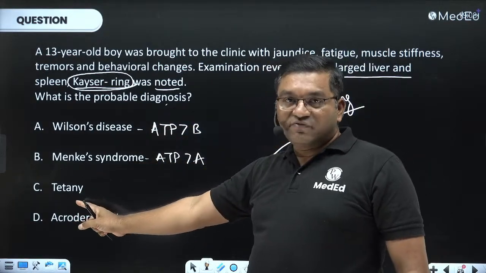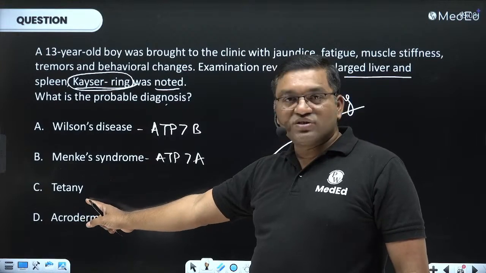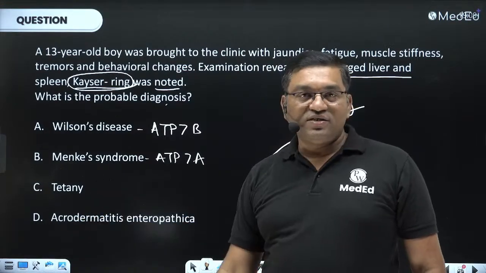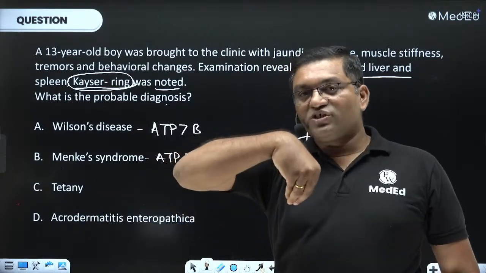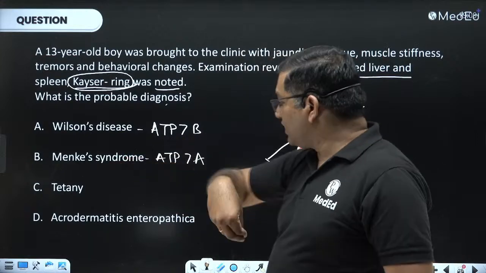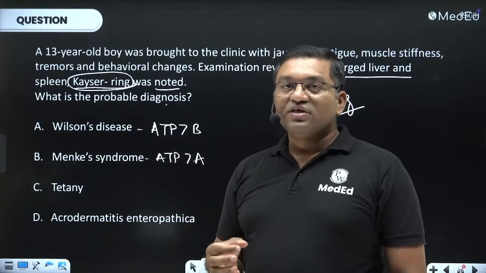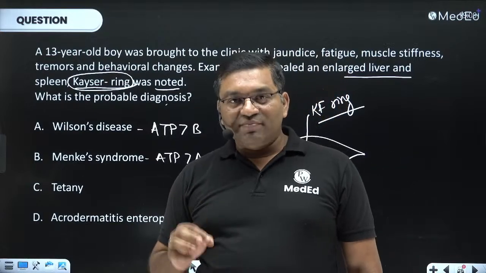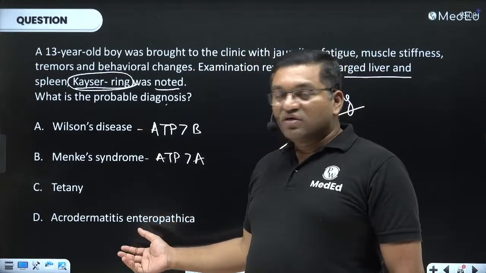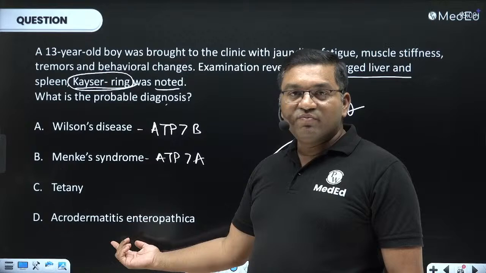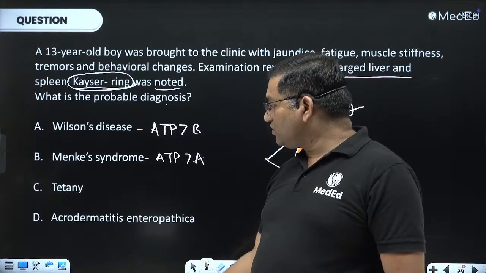Tetany: when serum calcium level goes below 7, it causes carpopedal spasm, and this typical position of the hand will be there in tetany. Acrodermatitis enteropathica is a zinc deficient condition. Diarrhea, alopecia, dermatitis, delayed wound healing. Also sexual problems will be there because of zinc deficiency.